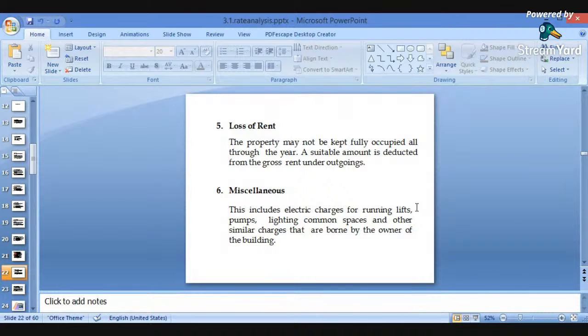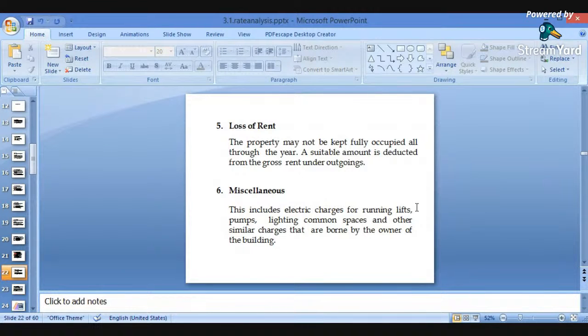Next important is outgoings, which is nothing but the loss of rent. The property may not be kept fully occupied all through the years. A suitable amount is deducted from the gross rent under outgoings. It is not assumed that every month there will be some amount collected. There may be loss of rent also; in some months there will be no collection of rent. So in this situation we should keep some amount aside in terms of loss of rent.